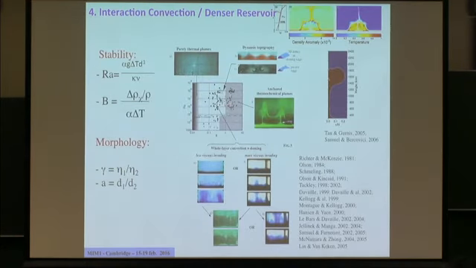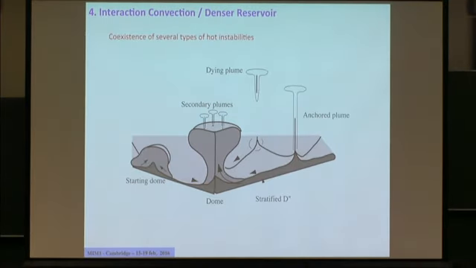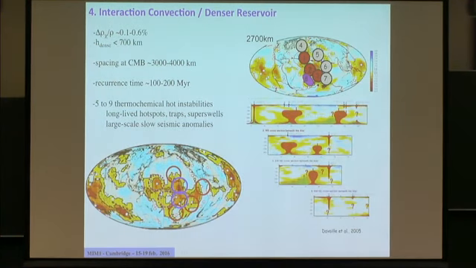So we can indeed explain by thermochemical convection doming in the mantle. We can, and we should, expect different types of upwelling, such as the regular classical long-track plumes, but also doming and secondary plumes, or even ridges at the bottom of the mantle. There is another thing that fluid mechanics is giving us, and it's the spacing between those instabilities.